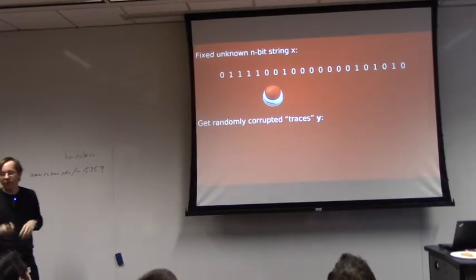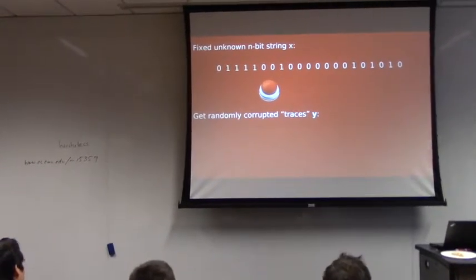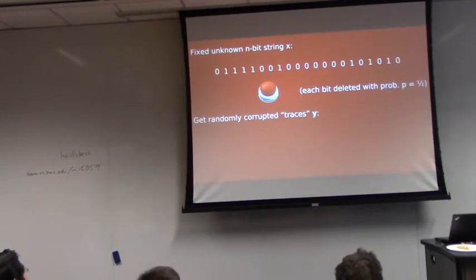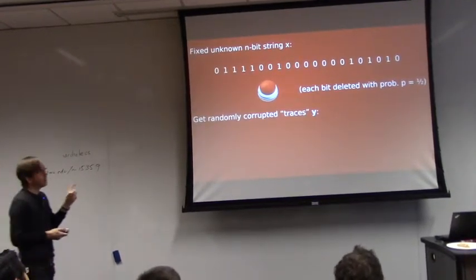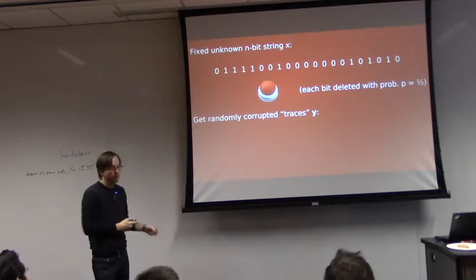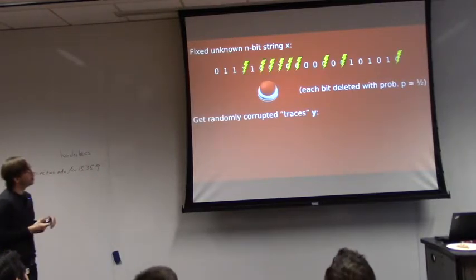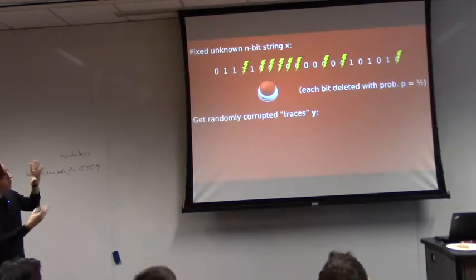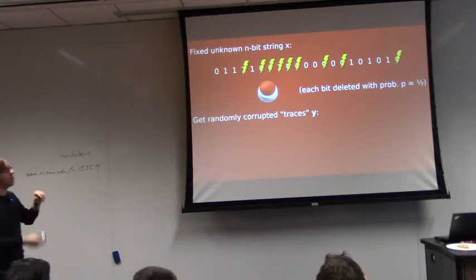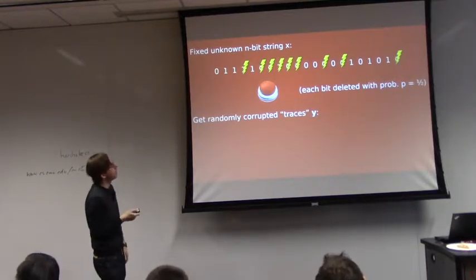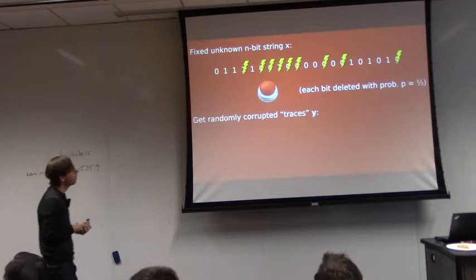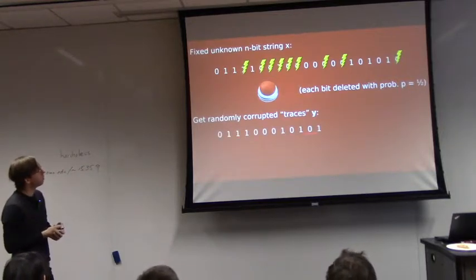Interrupted trace of x, which I'll call y. And what does that mean? Which means that each bit of the string x is deleted independently with probability p. And this is really like the deletion channel in coding. So all the bits get squished together, and that's what you see. So you hit the button, lightning strikes about half of the bits, and you see this string here.